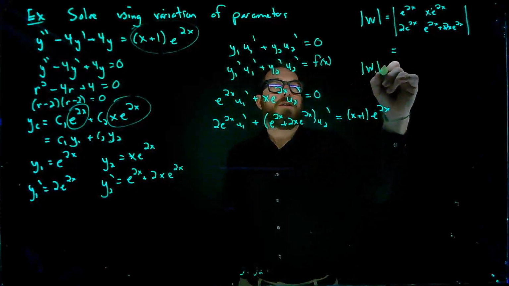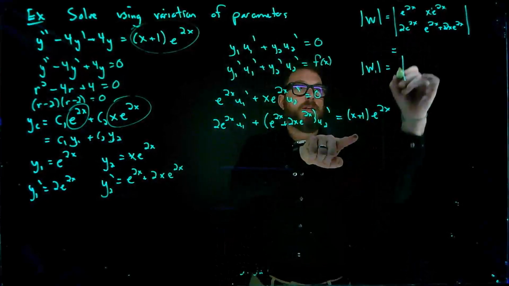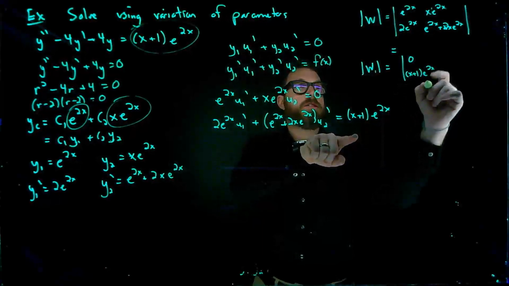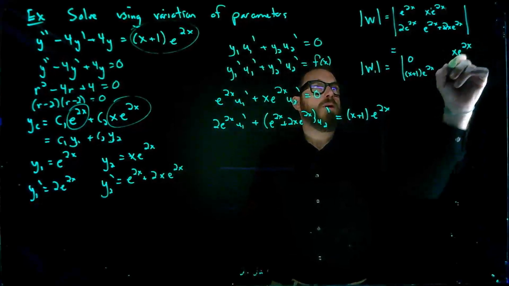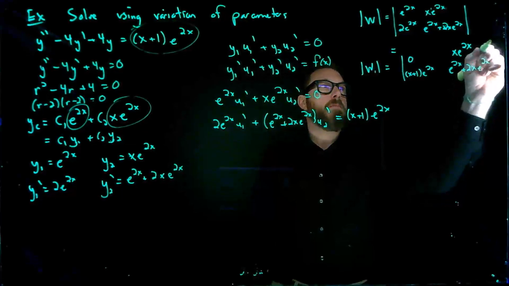Now, w1 is going to be, replace this first piece with these. So this is going to be 0, x plus 1, e to the 2x. And then the second's going to be unchanged. So this is going to be x e to the 2x. And this is e to the 2x plus 2x e to the 2x.